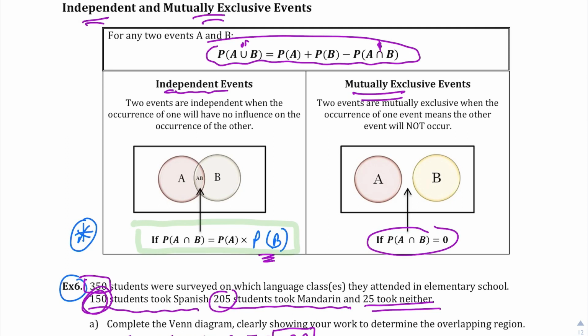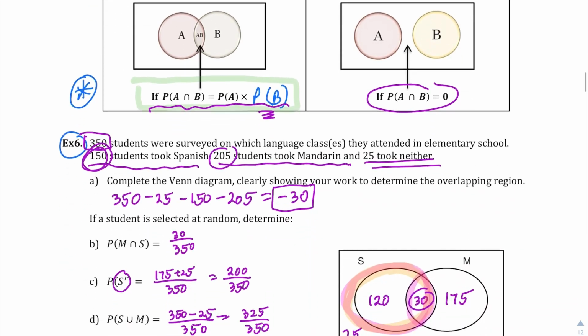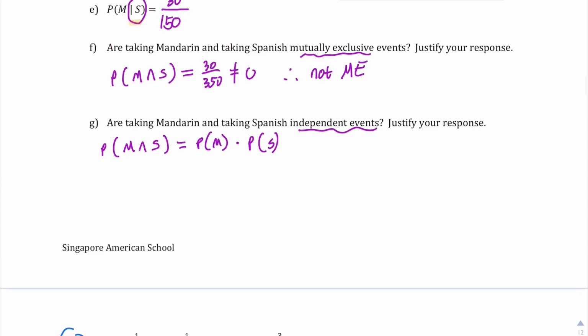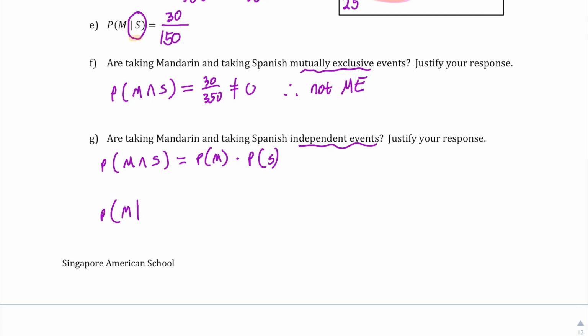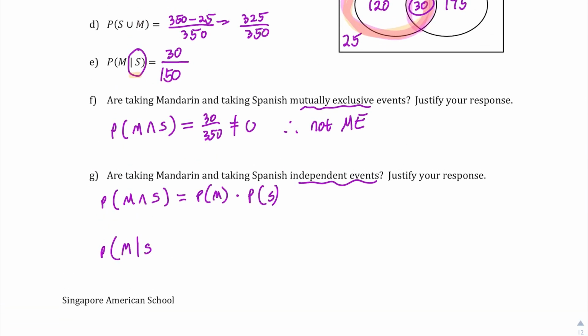And so I'll come back over here to prove independence. If the probability of A and B is just the product of the two of them, then that proves independence. The other way that you can prove independence is to show that the probability of taking one of the languages, so let's say Mandarin given Spanish, and I'm picking that one just because we've already got the numerical value, we've got the answer.